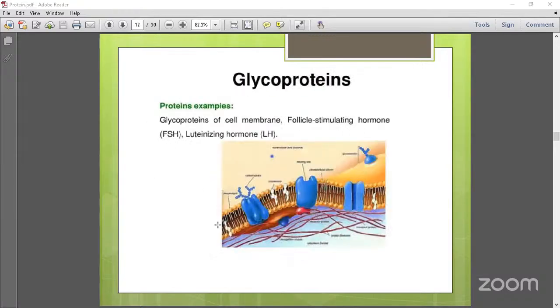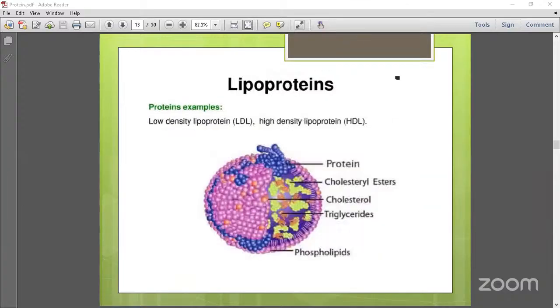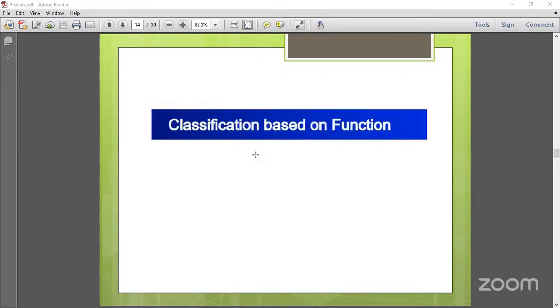Here you can see the structure of glycoproteins, which are present in the follicle stimulating hormone and luteinizing hormone. And here you can see the structure of lipoproteins, which contain cholesterol esters, cholesterol, triglycerides, and phospholipids.